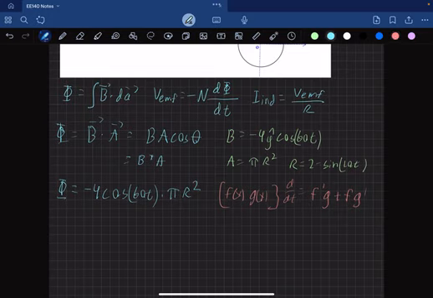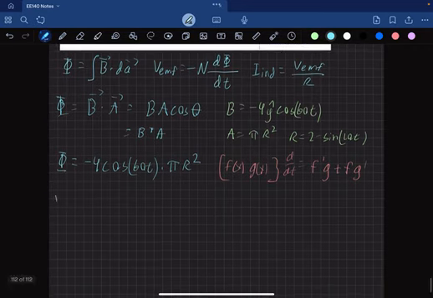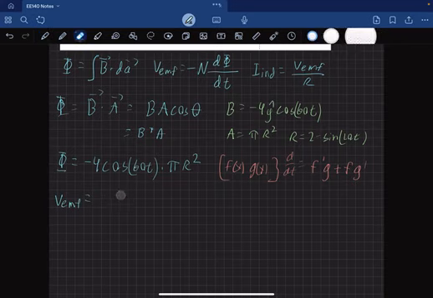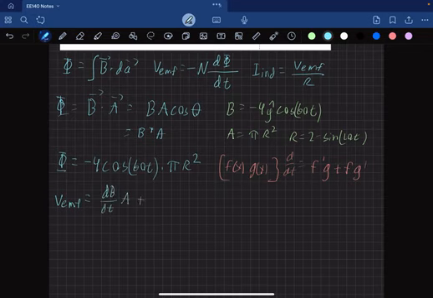So as mentioned before, our n is 1. So our V EMF is just equal to, using the product rule, the derivative of B times A, or let's write this as dB/dt times A plus B times dA/dt. We have a negative around all of that. So let's figure out what each of these components are.